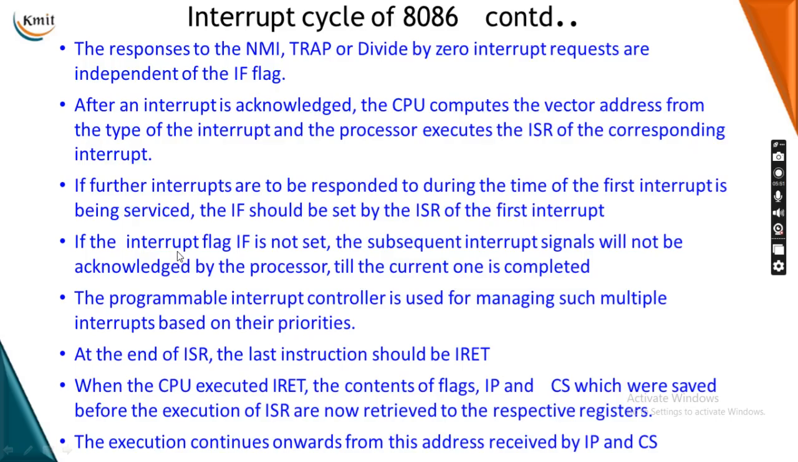The programmable interrupt controller is used for managing such multiple interrupts based on their priorities. At the end of the ISR, the last instruction should be IRET, interrupt return. When the CPU executes IRET, the contents of the flags, IP and CS saved before the execution of the ISR are retrieved to the respective registers. The execution continues from the address received by IP and CS, back to the current program execution.